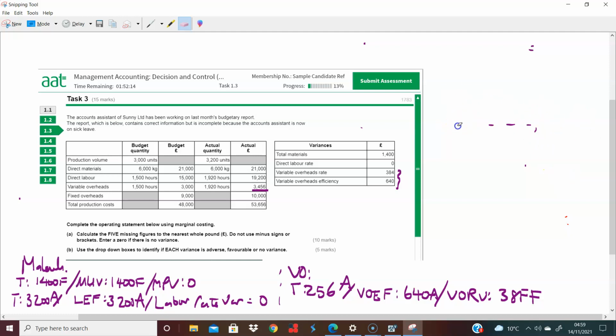Right, so with our fixed overheads, what do we have? This is the budget. I've talked about this before. Your budget is £9,000. Your budgeted production volume is 3,000 units. So you could argue this fixed overhead absorption rate, you should have left things alone, really. Fixed overhead absorption rate is 9,000 divided by 3,000. So you intend on putting £3 in your accounts for every unit that you produce. That's the plan.